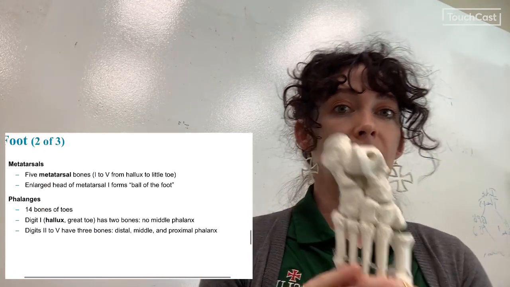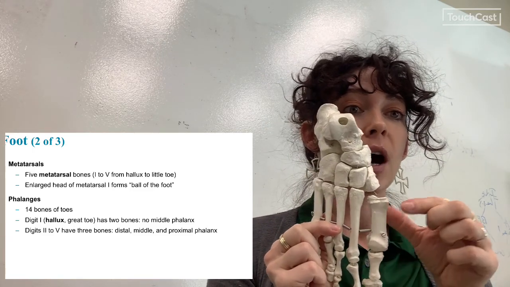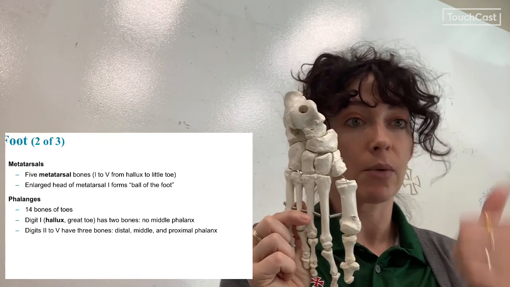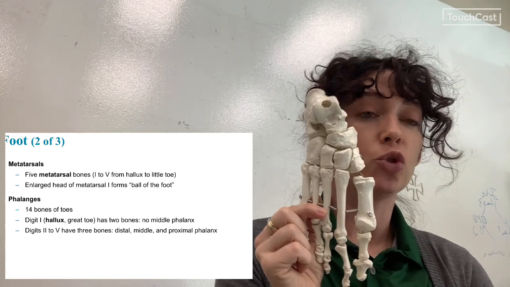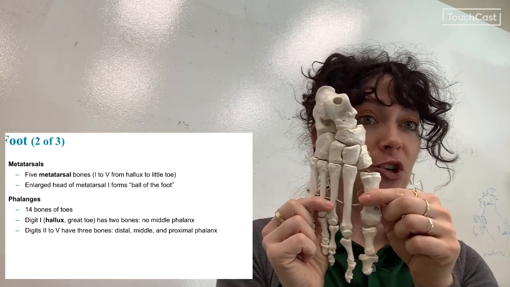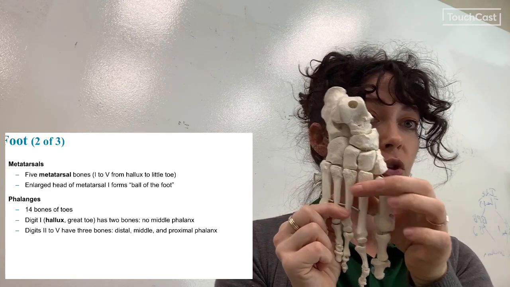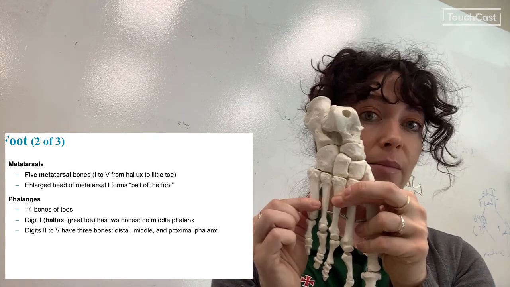Okay. And then we have 5 metatarsals, just like we have 5 metacarpals. So remember we talked about the pollicis. So the pollex is the name for our thumb. It has its own specific name. So the hallux is our big toe. So our big toe has its own special name too. So this is going to be metatarsal 1, 2, 3, 4, and 5. So your pinky toe side is your 5th metatarsal.